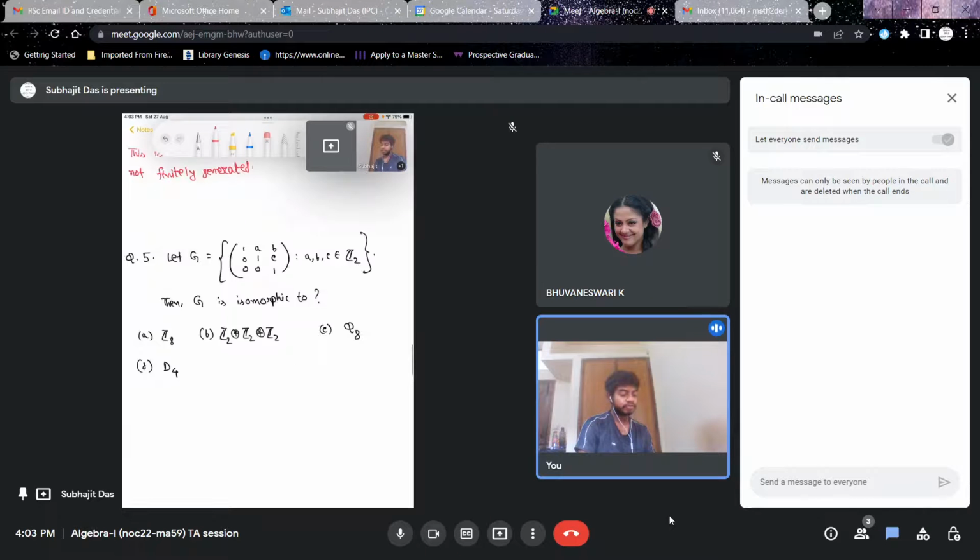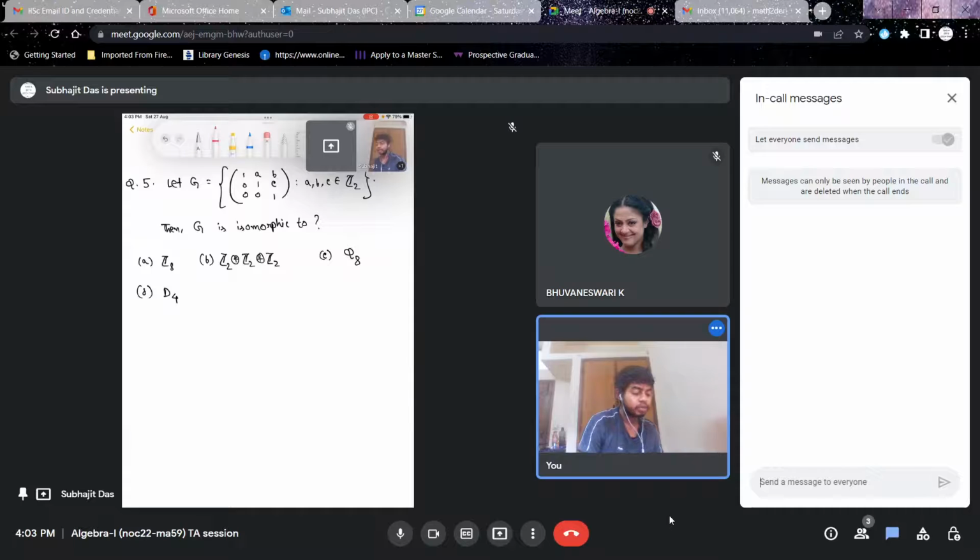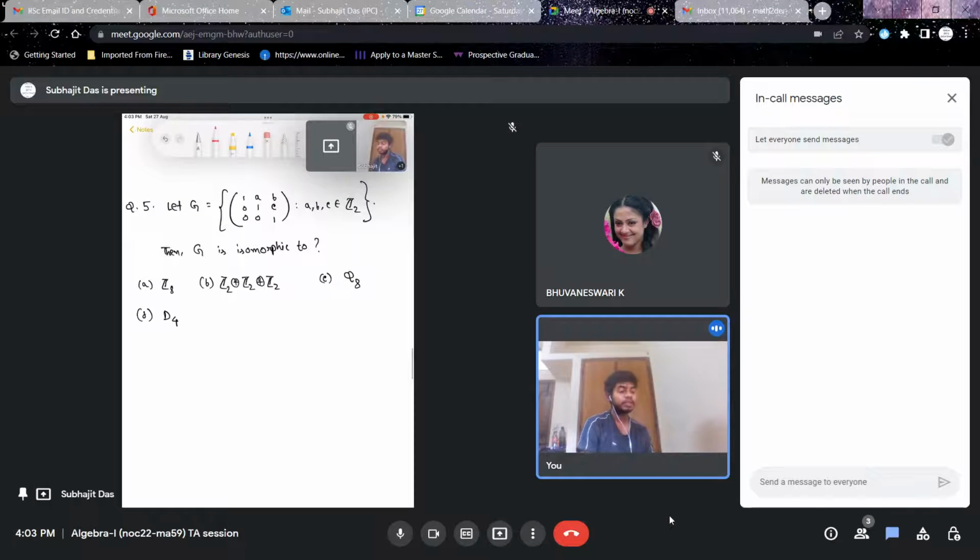So let's come to question 5 now. Again, you are given a group G. You can check that this is a group under multiplication. We have just mentioned directly that G is the group consisting of all upper triangular matrices which have exactly 1 on their main diagonal, and the entries are from Z2, the field consisting of 2 elements, which is just integers modulo 2. We need to find out which of these groups G is actually isomorphic to. The trick that we are going to use is precisely to count the number of elements of order 2 in G.